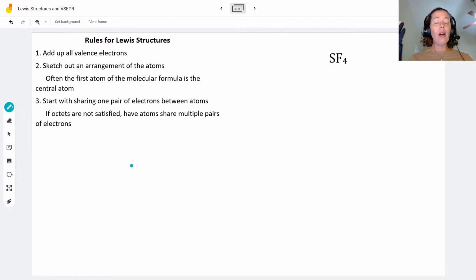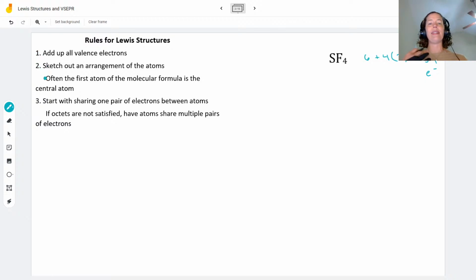All right, so we're going to start with step one. We're going to add up our valence electrons. So sulfur gives us 6 valence electrons. We have 4 fluorines. They each give us 7. That is 34 valence electrons. I'll put a little E under here. So that is how many electrons, again, we put in our pot for everybody to share. Okay, so that is step one.